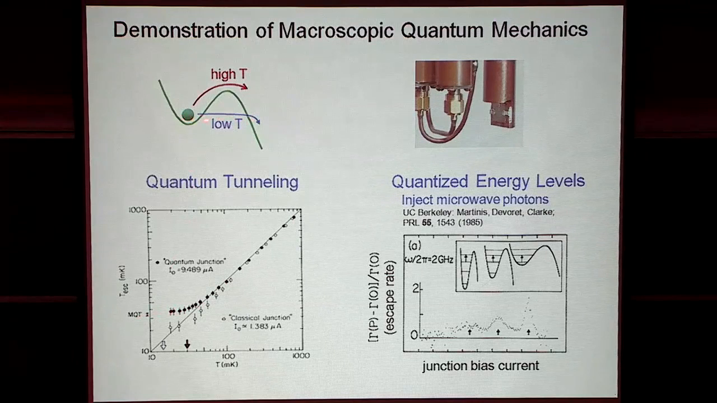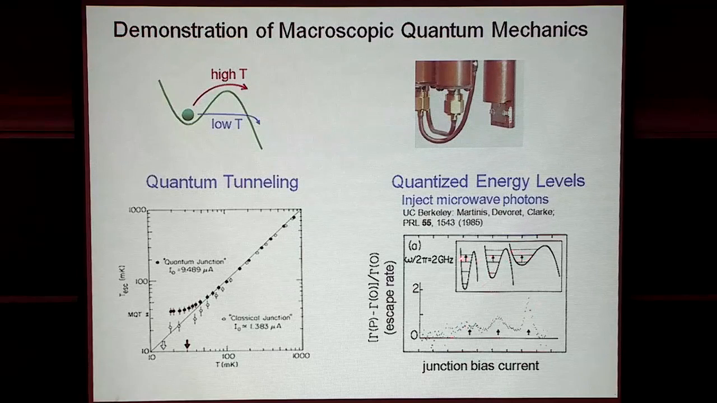We can do fancier experiments. Remember, we see these discrete photon energies when we look at atoms. We can see the same thing in this. We shine microwaves on this, and with the microwaves, we can induce transitions between the various energy levels in this system. And these transitions give us an enhancement of the escape rate when the microwave frequency is on resonance with the transition. This bump here, and this bump here, and this bump here correspond to these different transitions, and we can tell what's going on here.